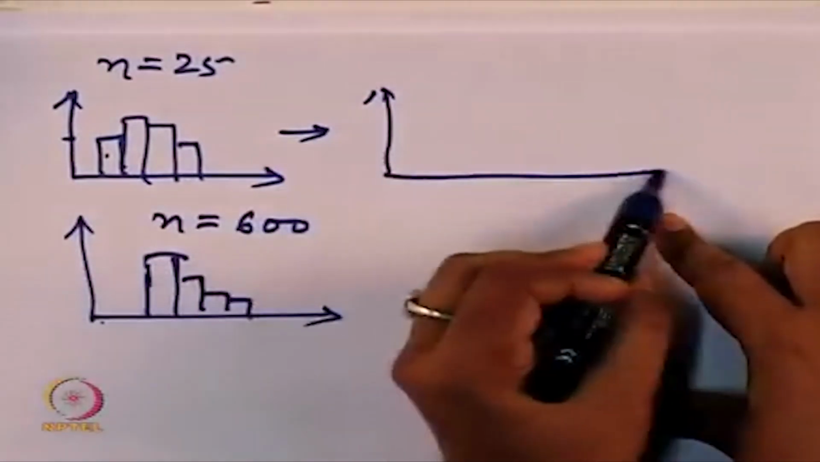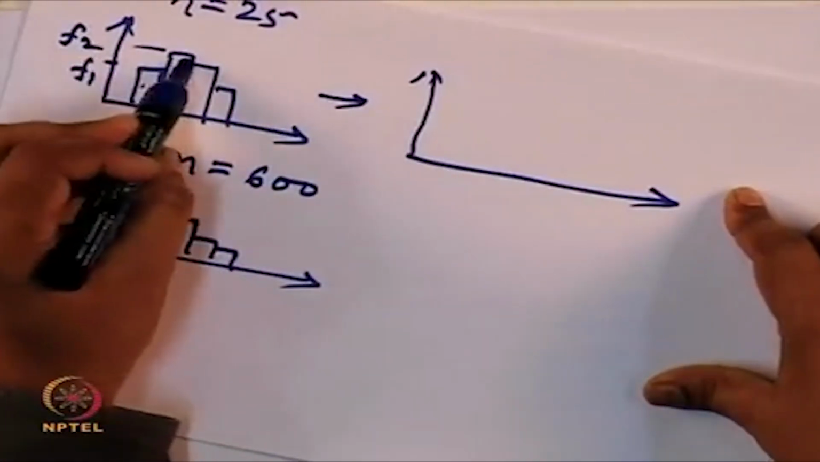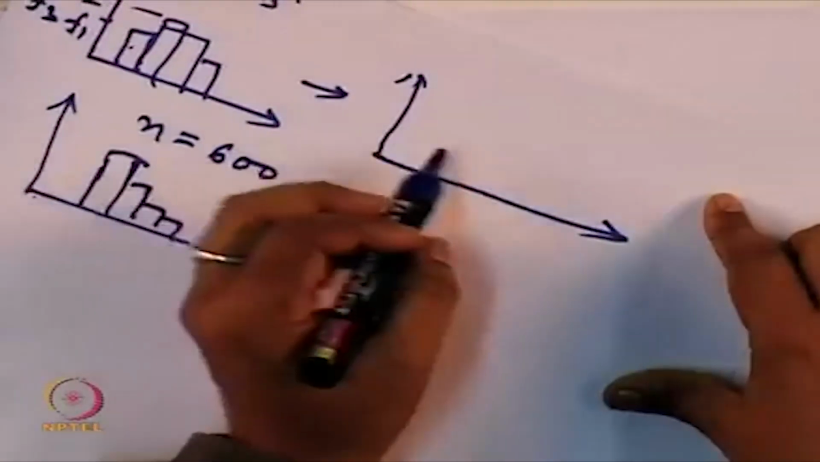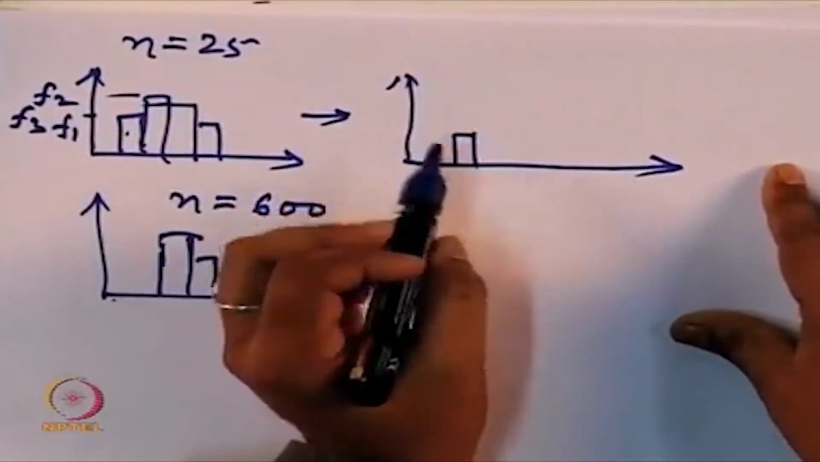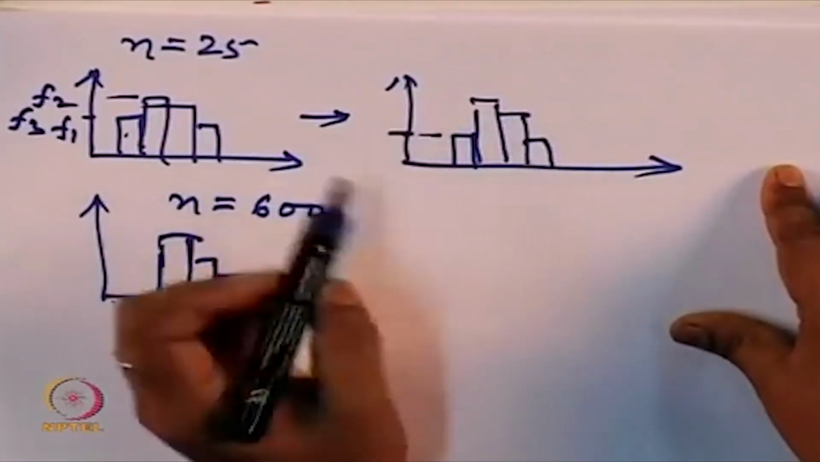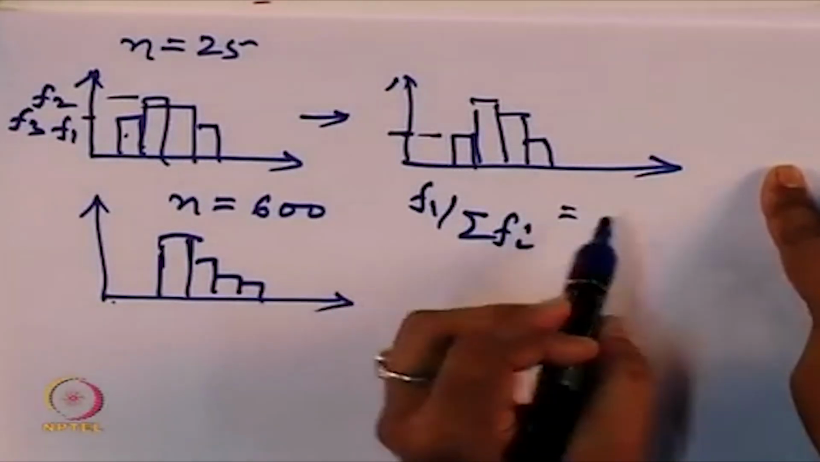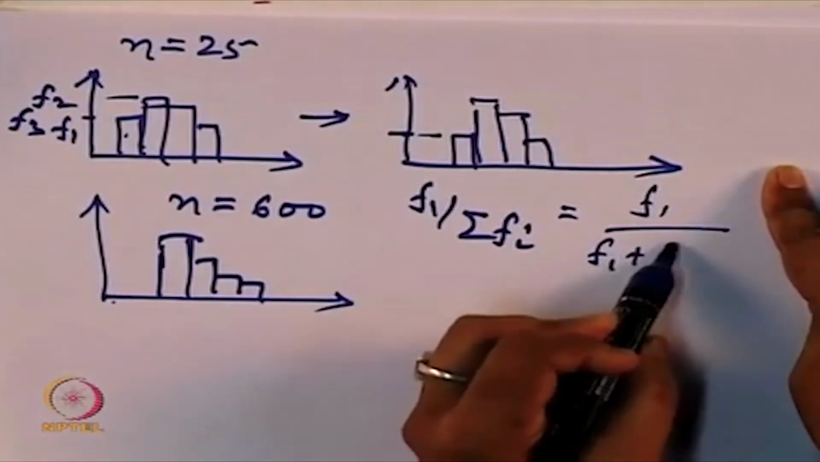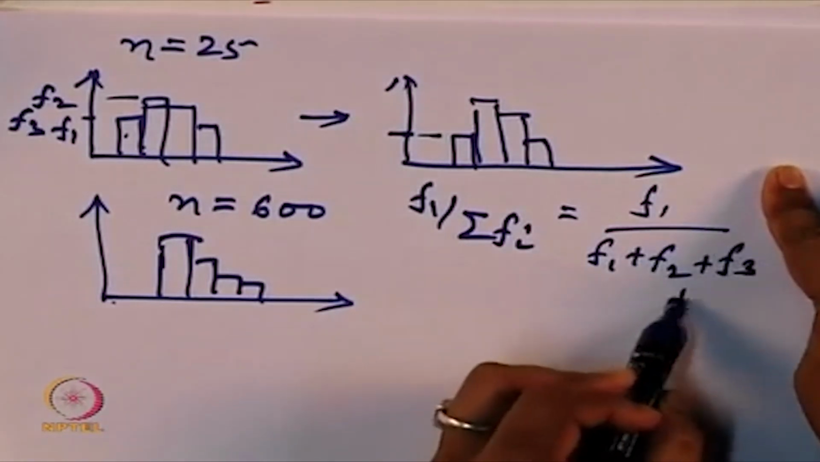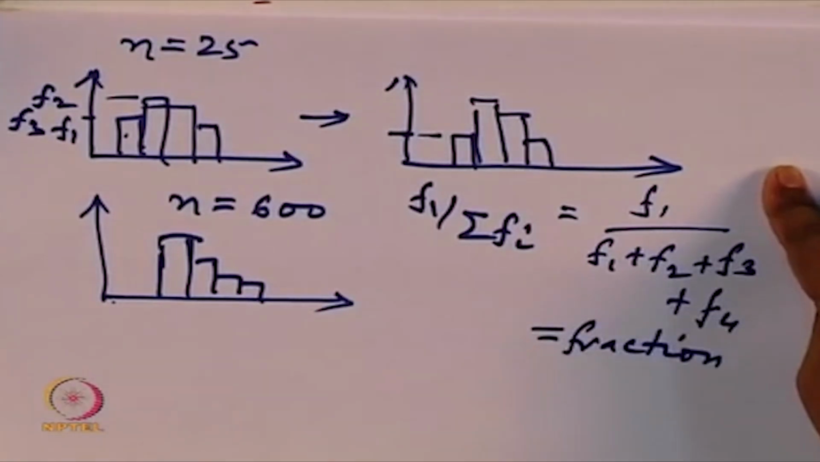In other words, you divide every value, if let us say this is my f1, this is my f2, this is my f3, and so on, I convert them into fractions. The nature of the curve will not change. This value is now f1 by summation fi, which is equal to f1 by f1 plus f2 plus f3 plus f4. So, you will get a fraction. Once we have done this, then it is theoretically possible to generate the following plot.